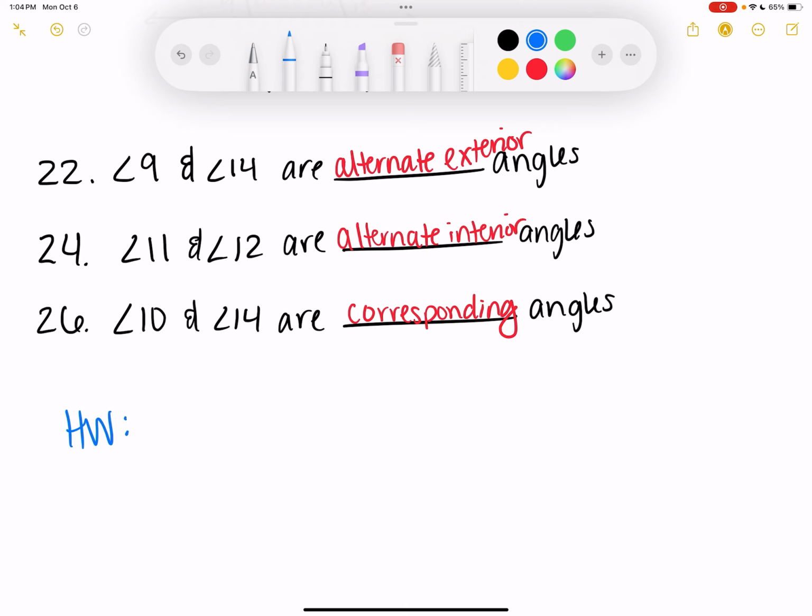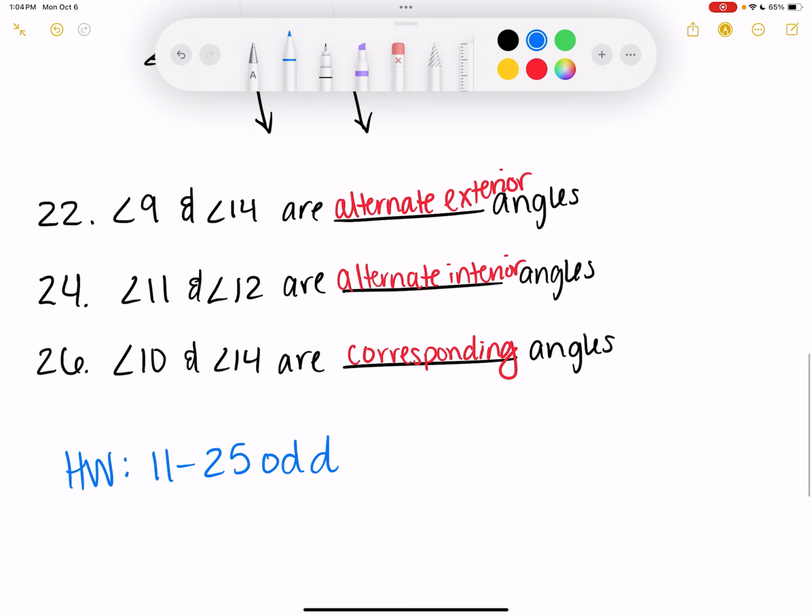Okay, your problems are 11 through 25 odd. And again, they're all pretty quick and easy just like this. 132. If you want a challenge problem, you don't have to do them. These are optional. Do we get extra credit? No. 43 through 46 would be a challenge of finding the different values. But that's just for fun if you want to try them.